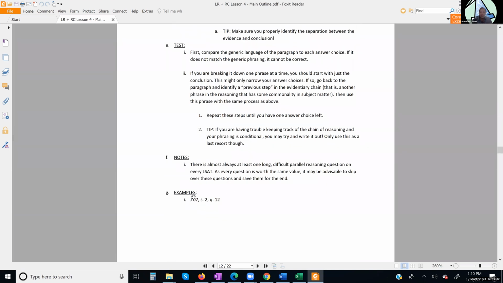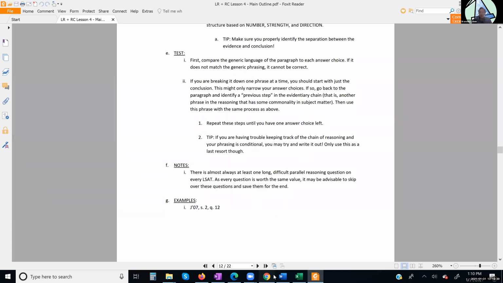Now, to put that in action, we're going to see it here in this free example that we're using from the June 2007 LSAT. If you haven't already done this question, you can go find it for free on LSAT's website, the June 2007 LSAT, Section 2, Question 12. I'm also going to pull it up on the screen, and we're going to try and do that one together.